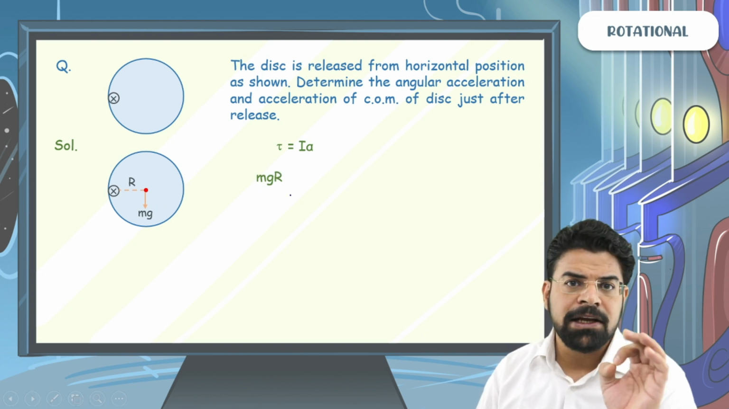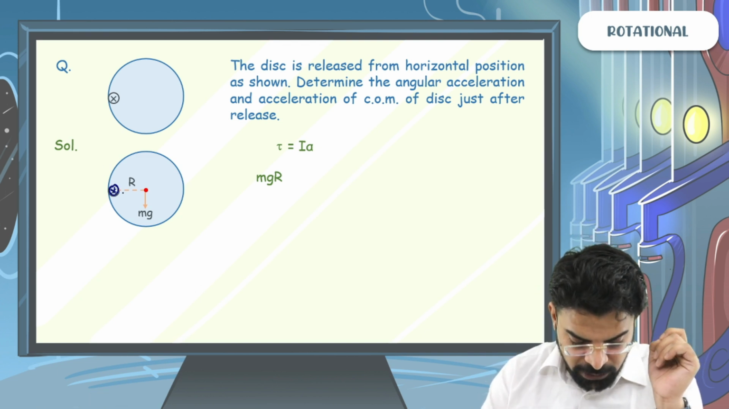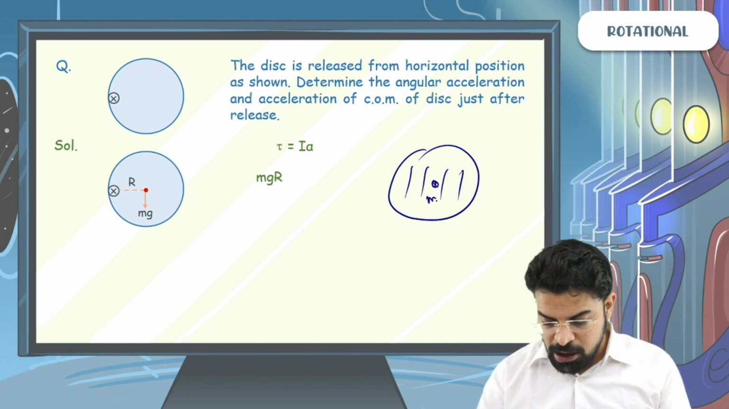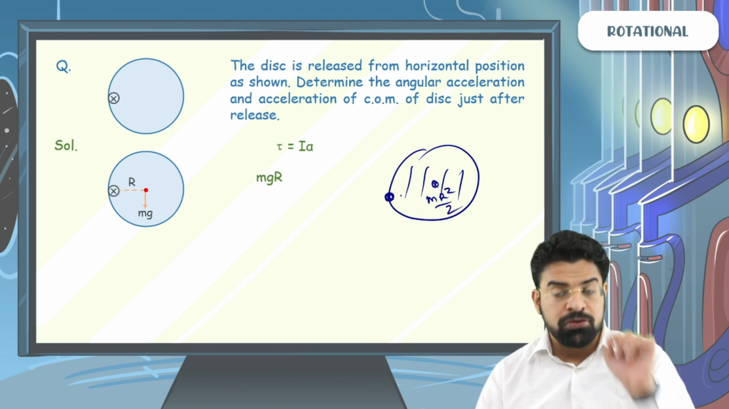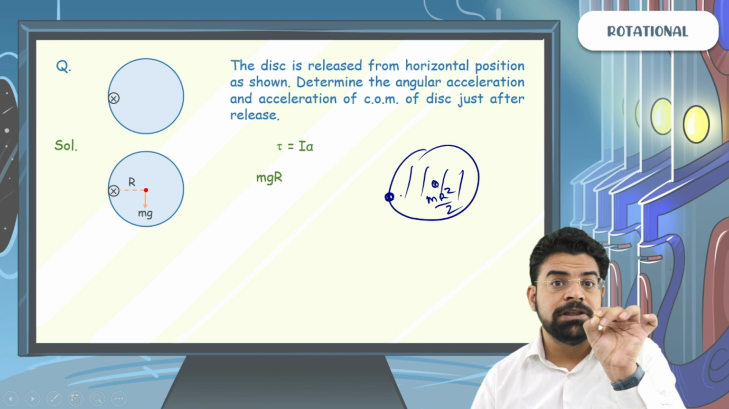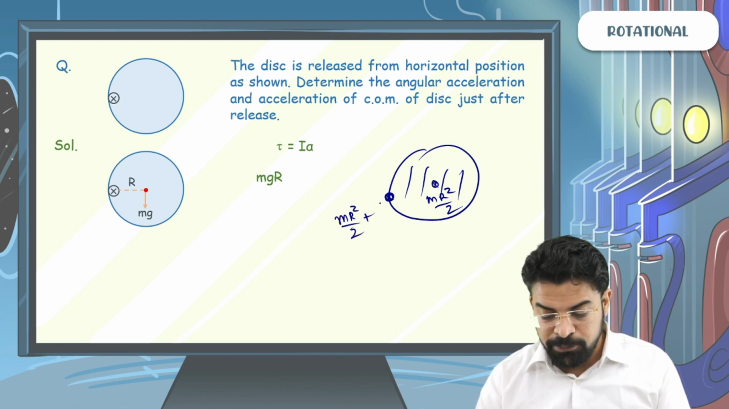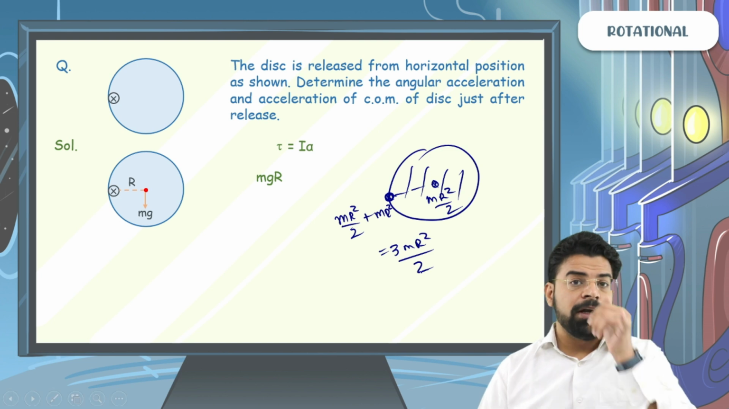Now the second thing you need to focus upon is the moment of inertia about the hinge. If you have this disc, the moment of inertia about its own axis will be mr square by 2. Moment of inertia about this axis passing through the periphery can be found using the parallel axis theorem. So that will be equal to mr square by 2, I CM, plus md square, mr square. So that becomes 3 mr square by 2. This is the moment of inertia about the hinge.